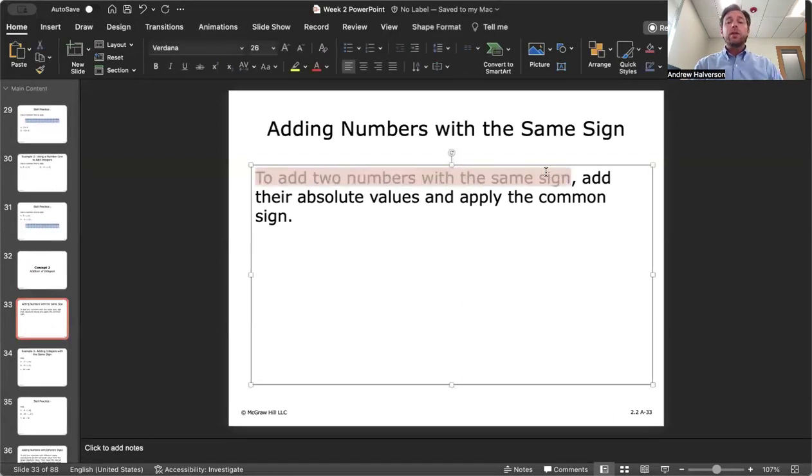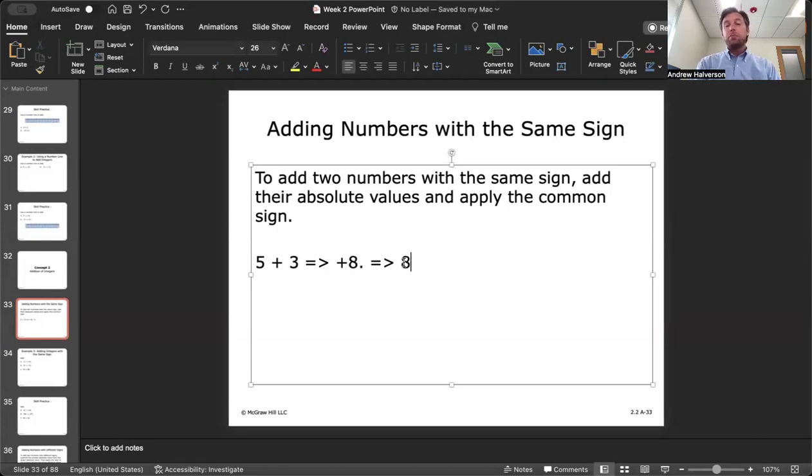To add two numbers with the same sign, you add their absolute values and apply the common sign. That's the rule. So if I'm going to add 5 plus 3, well, we know that one. We know that's 8. But what this rule says is add the absolute value of 5 and the absolute value of 3. So that's 5 and 3 to get 8, and attach the common sign. And here the common sign would be positive. Positive 5 plus positive 3 gives us positive 8.